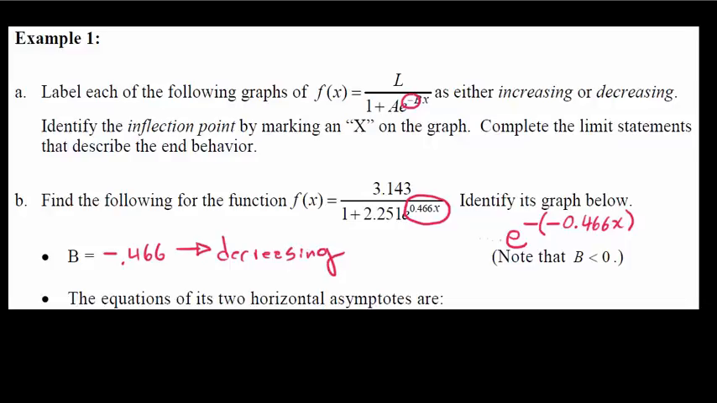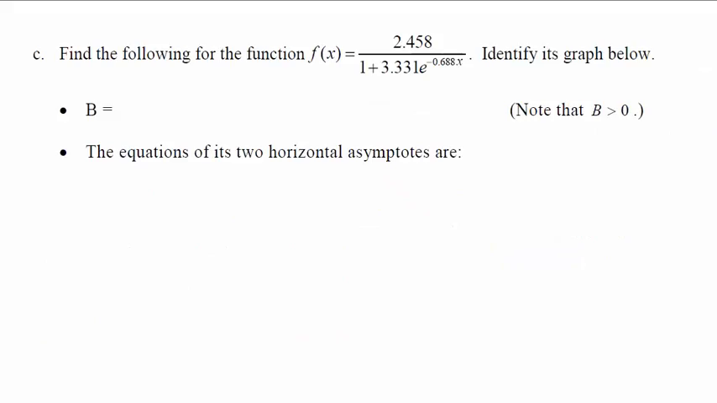Okay, and if we want to list those two horizontal asymptotes, one of them is always 0. So that's the easy one. And the other one is going to come from our numerator right here. So that's our limiting value. So that's the upper one. So that would be y equals 3.143.